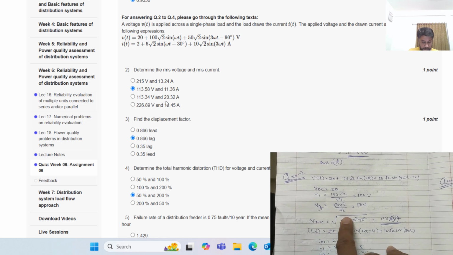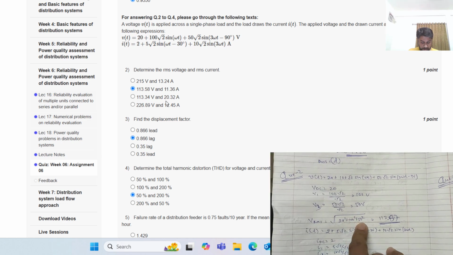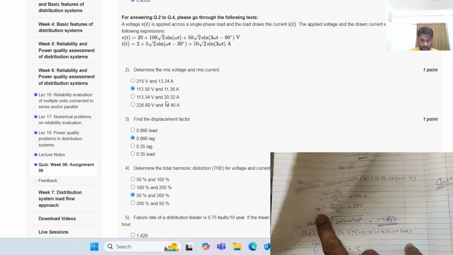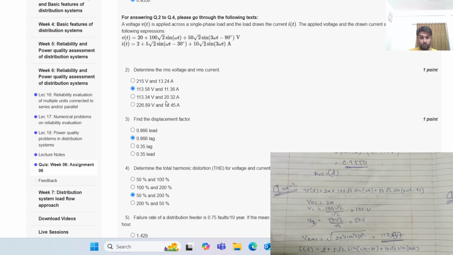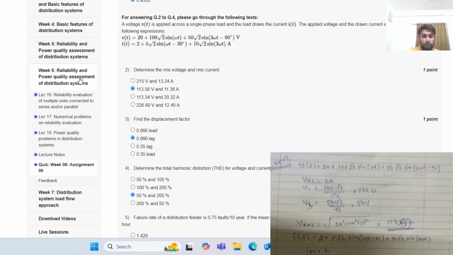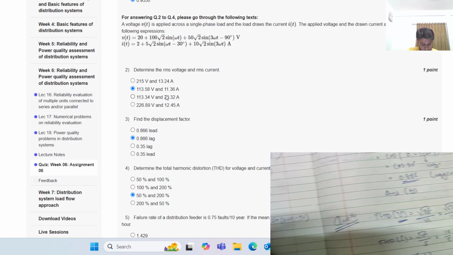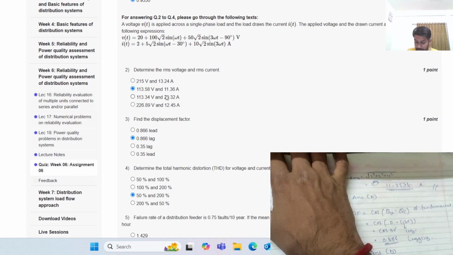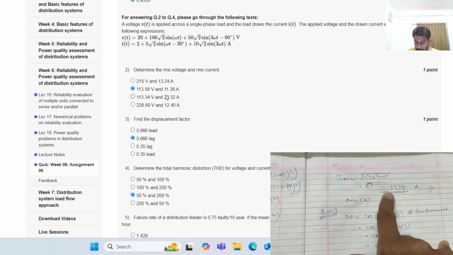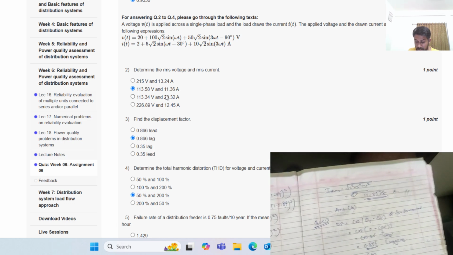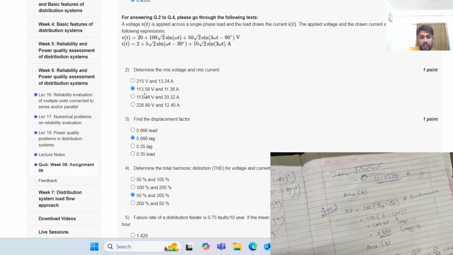So the RMS value of the voltage is, in the bracket, under root of 20 square plus 100 square plus 50 square, which equals 113.58 volts. And the current magnitude can similarly be calculated with the DC, fundamental and third harmonic components, so it will be 2 square plus 5 square plus 10 square, equals 11.3578 amperes. So the answer is B in this case.